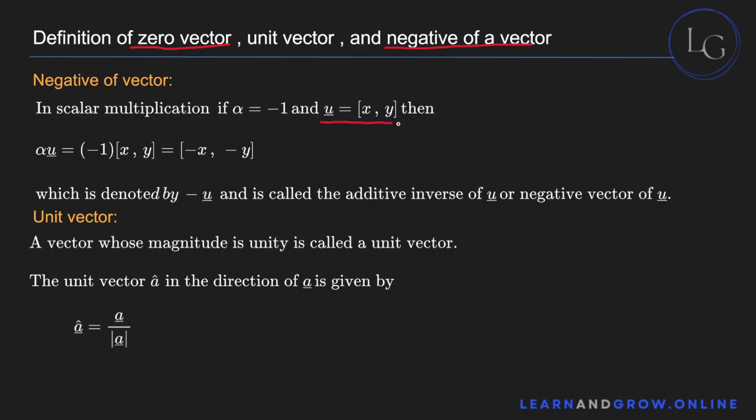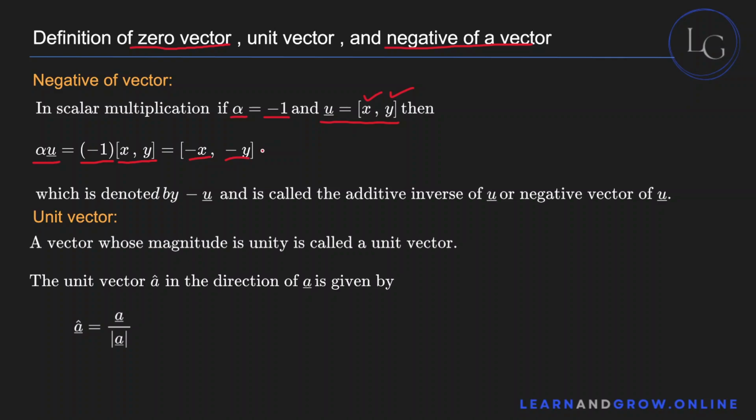So let's say this is vector u. When it is multiplied with a scalar -1, we'll call that alpha, right? So alpha u will basically give you the negative of the vector u. So we'll multiply the scalar -1 with the vector u. If the vector u is equal to (x, y), then when you multiply the scalar -1 with x and y, you'll get negative x and negative y. It's really just that simple, right?